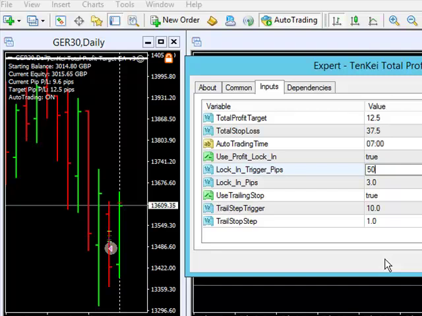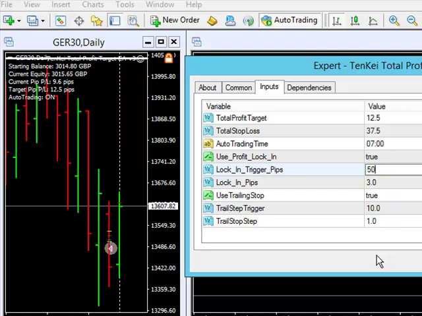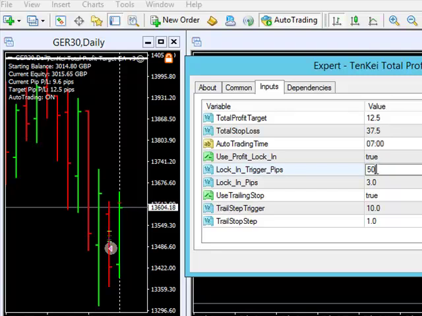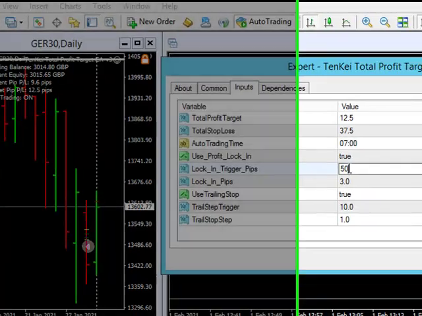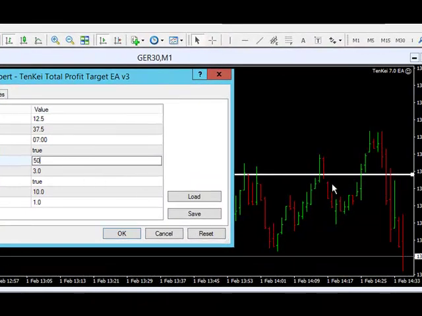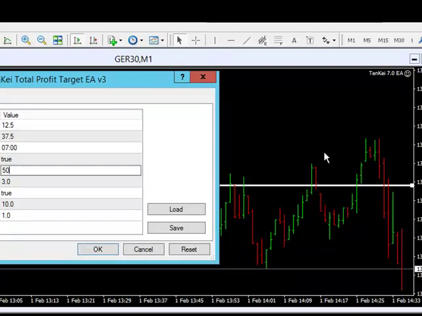If you're trading a fast moving market, or you're not scalping, you are swing trading, long-term trading, position trading, whatever your trading style, you can set your lock-in trigger pips to whatever figure you want, because you may want more than 3. Of course, we would love more than 3, but we have an EA looking at the markets in real time, and it trades for us.